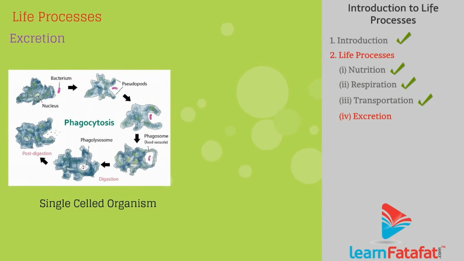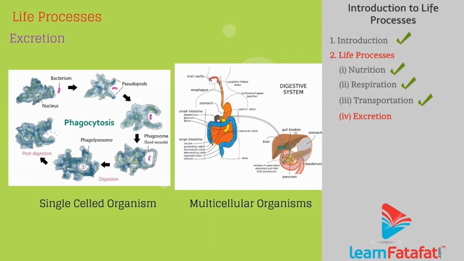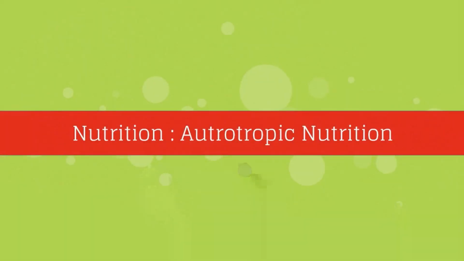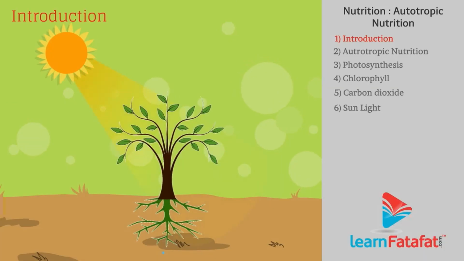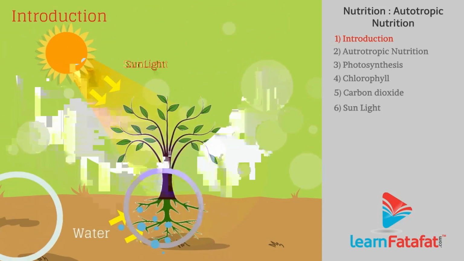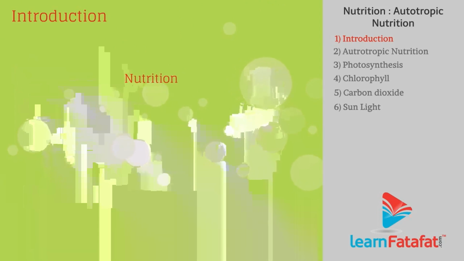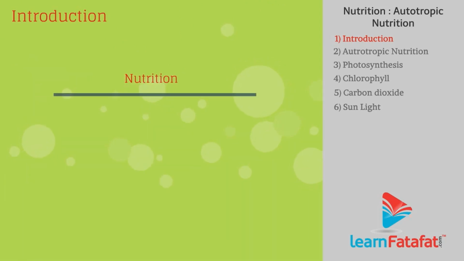In single-celled organisms, it is done by diffusion process. However, multicellular organisms like humans have well-developed tissues to carry out the excretion process. Nutrition. Autotrophic nutrition. The process of transferring food from outside of the body to inside is called nutrition. Different organisms have different modes of nutrition.